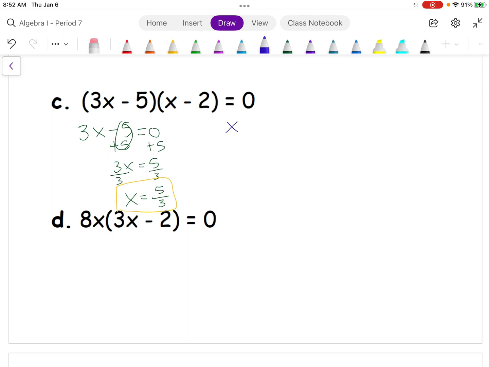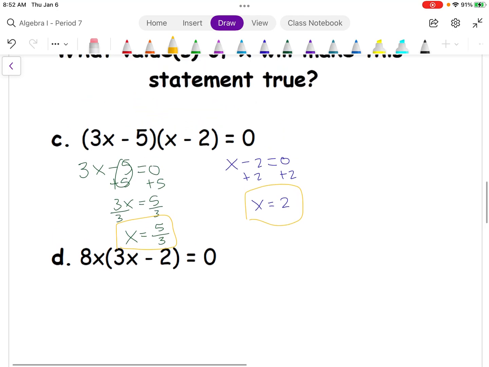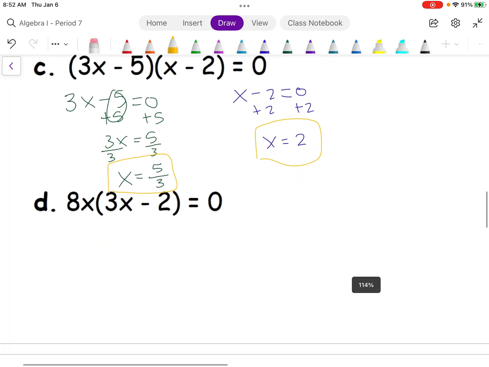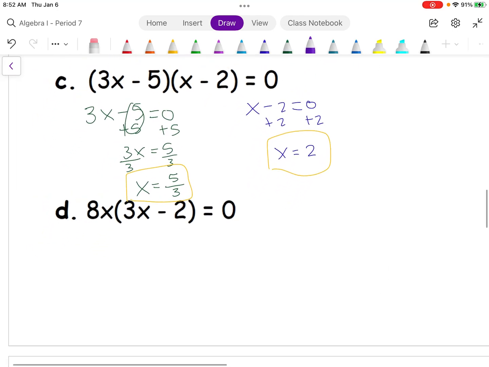We also have where x minus 2 equals 0. So we can use our inverse operations to add 2 on both sides, and we see that x could be a positive 2. Those are the two x values that would make that equation true. Letter D, we have 8x times 3x minus 2.